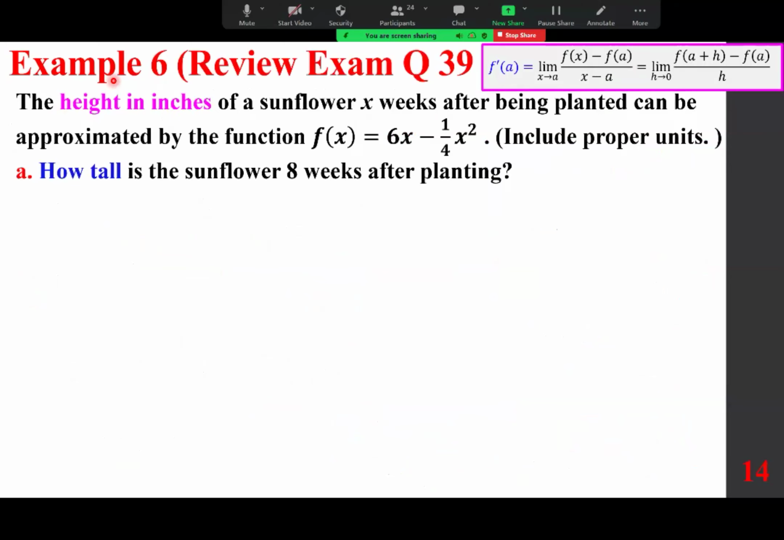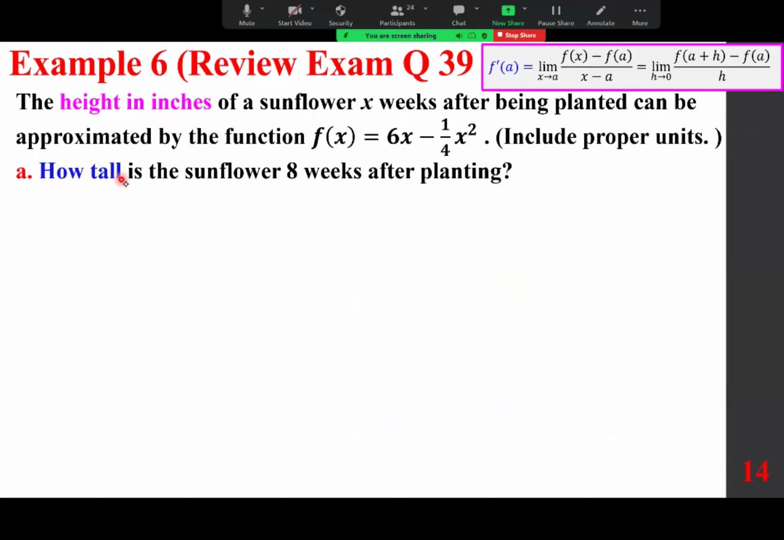The height in inches, example 6, is from review exam question 39. The height in inches of a sunflower x weeks after being planted can be approximated by the function f of x equals 6x minus 1/4 x squared. Of course, we want to include proper units. How tall is the sunflower 8 weeks after planting?